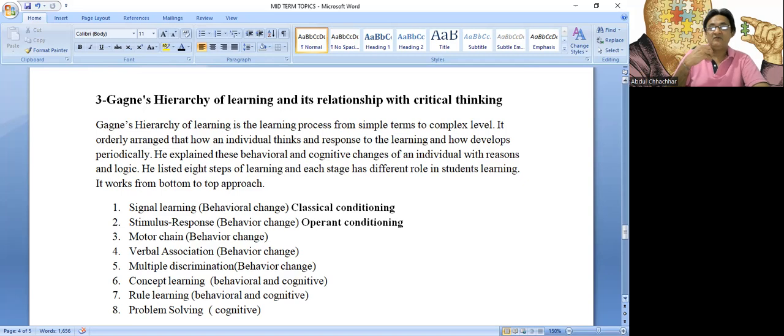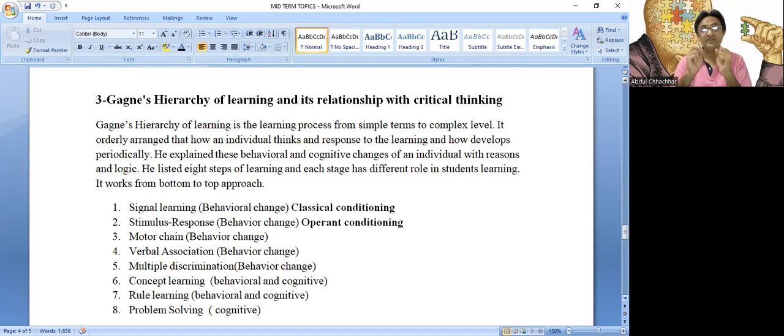But in body language, when he or she sees mom or dad, you can see they interact with the signal. So that is a very early stage. This is what Gagne's hierarchy of learning tells, the relationship with critical thinking. When you first provide the signal, which is the basic, and then last, which goes to the problem solver. So critical thinking goes from lower order thinking to higher order thinking. This is the hierarchy of learning and its relationship with critical thinking.